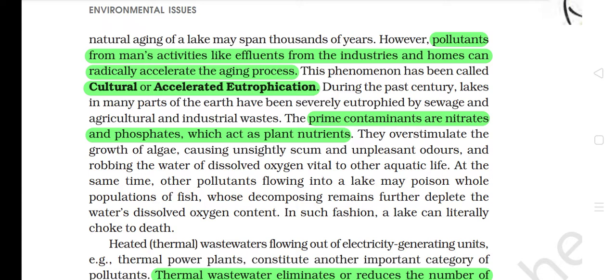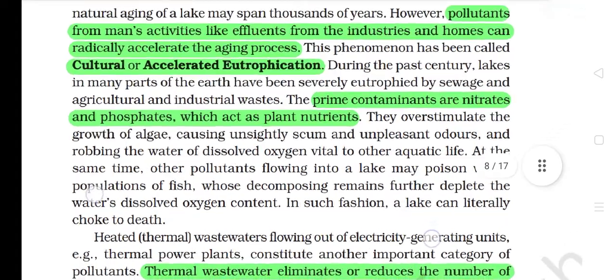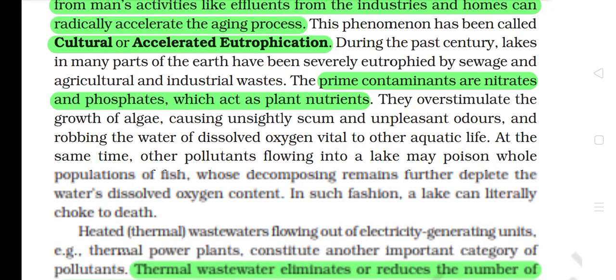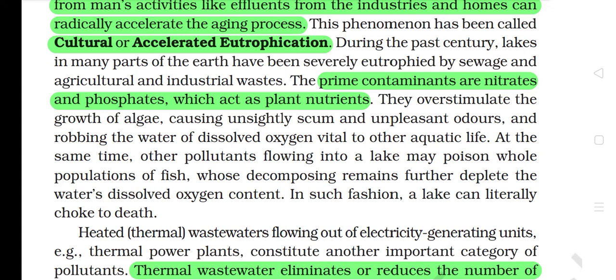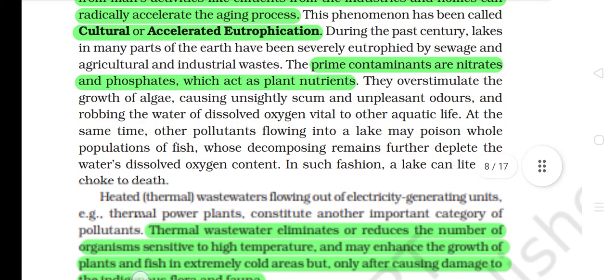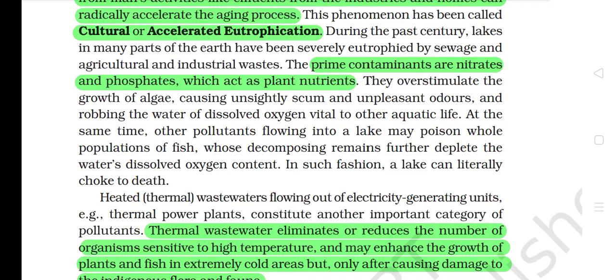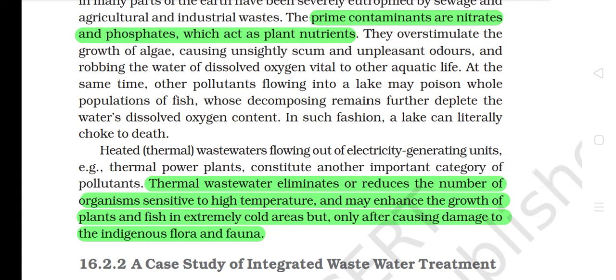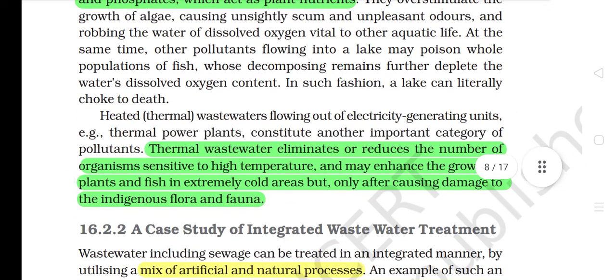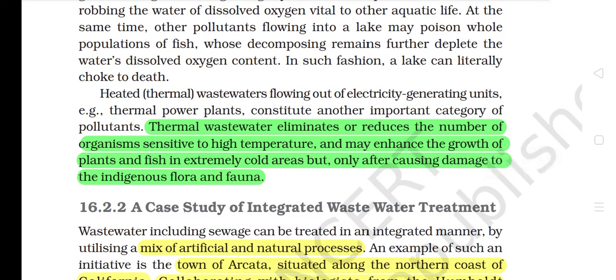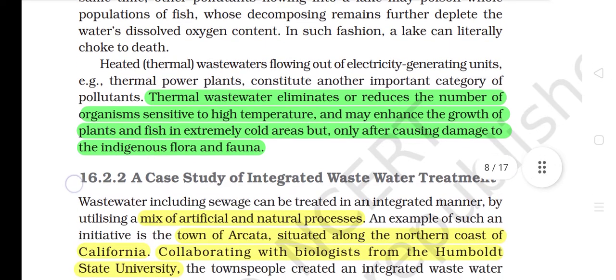During the past century, lakes in many parts of the earth have been severely eutrophied by sewage and agricultural and industrial pollutants. The prime contaminants are nitrates and phosphates, which act as plant nutrients. They overstimulate the growth of algae, causing unsightly scum and unpleasant odors, and robbing the water of dissolved oxygen vital to other aquatic life. At the same time, the other pollutants flowing into a lake may poison whole populations of fish whose decomposing remains further deplete the water's dissolved oxygen content. In such fashion, a lake can literally choke to death.